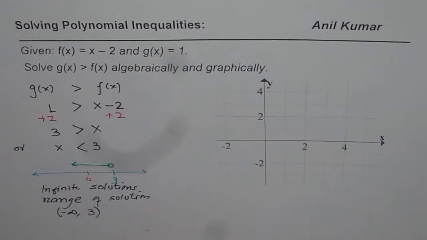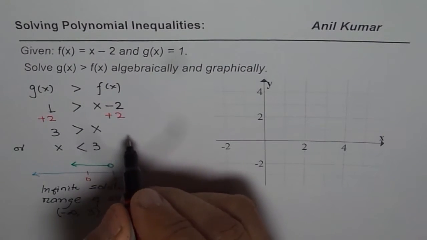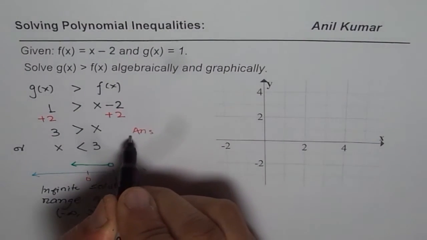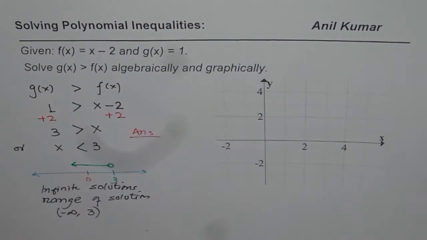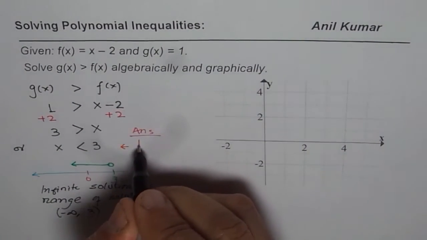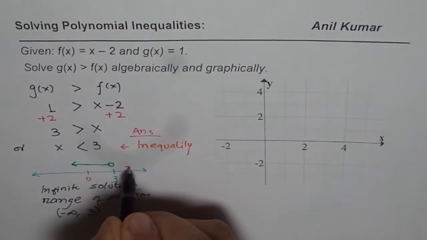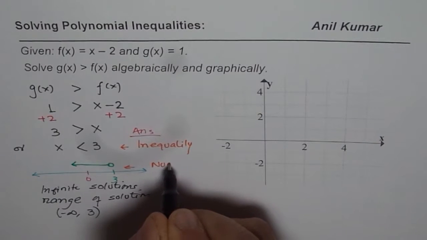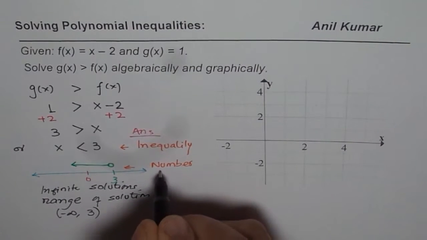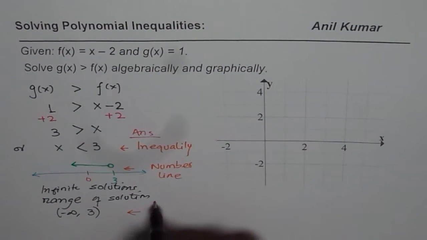So what you learned here is that we solved algebraically. We wrote our solution, or let me say the answer, in 3 different forms. First form which we wrote is called inequality. So this one is inequality. And then this form is number line, and that is interval notation, right?